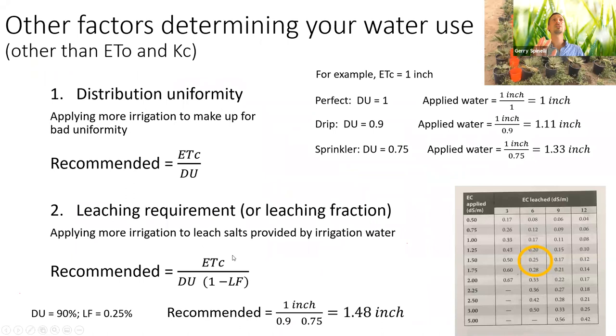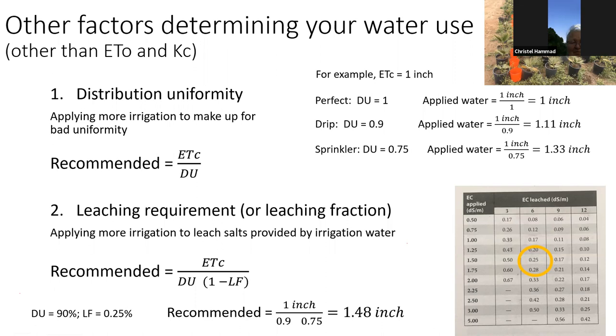So now we're happy, we know everything about crop evapotranspiration and how to calculate it, and we know how to irrigate. But there are two more things that determine how much water we should use. The first of them is the distribution uniformity. This is a number that tells you how uniform your irrigation system is. And the lower the number, the less uniformly your water is applied.